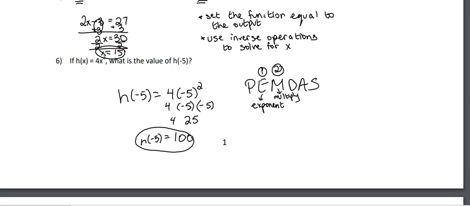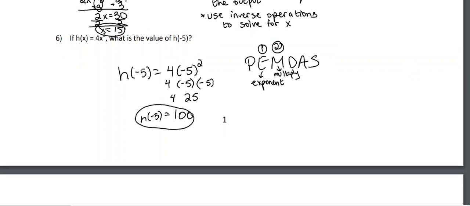And remember that -5 squared means -5 times itself. -5 times -5 is positive 25. So we have 4 times 25, which is 100. And I just wrote a reminder for you, PEMDAS, right? First you do the exponent, -5 squared, then you do the multiplication, 4 times whatever -5 squared was.